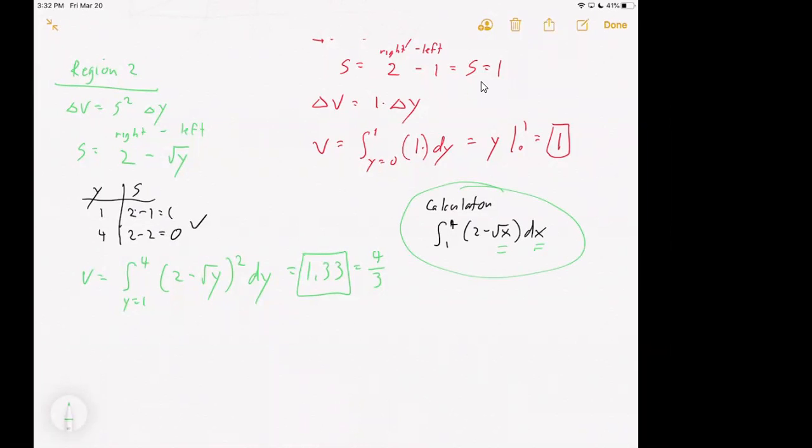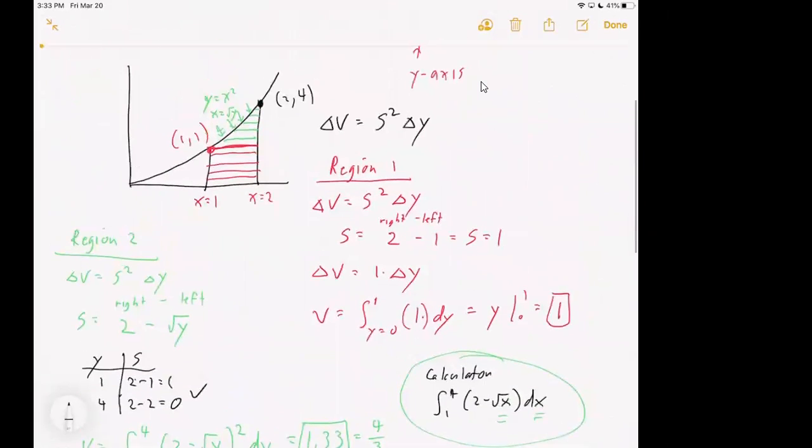So here we have it. We have the region added up in two different parts. And so if we wanted to get the volume, we'd have to get that the volume total is equal to 1 plus 1.33, which will be 2.33.